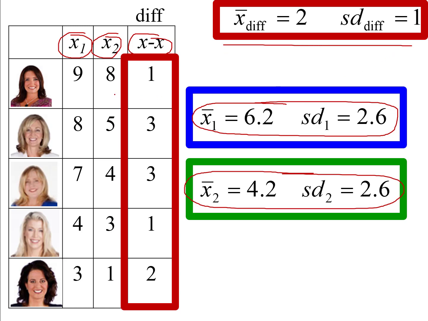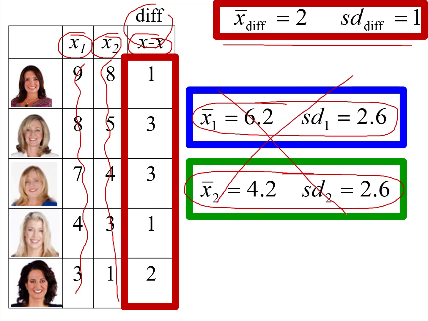And recall that I said when we do this paired samples analysis, after we calculate our difference scores, at that point we don't need x1 and x2. We're going to ignore them. So I can just scribble all that out here. I don't need to know the mean or the standard deviation for x1 and x2 individually, because everything is going to focus on these difference scores.